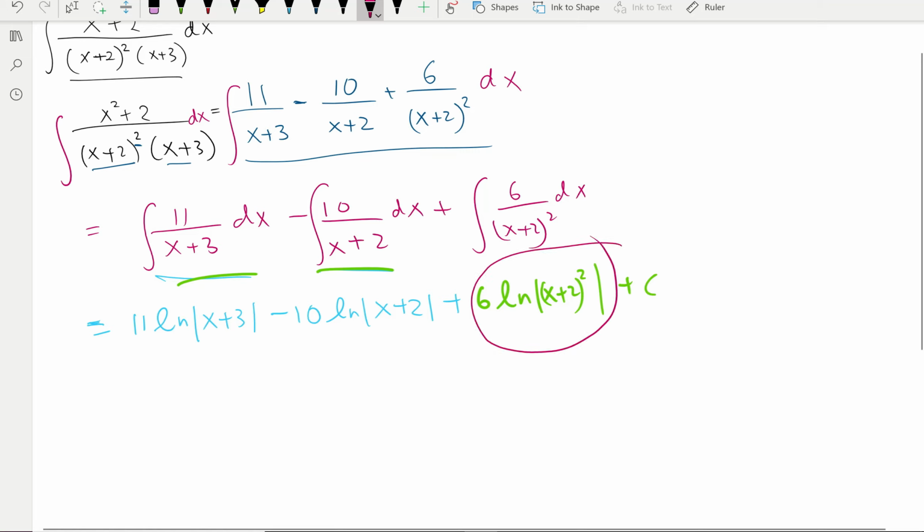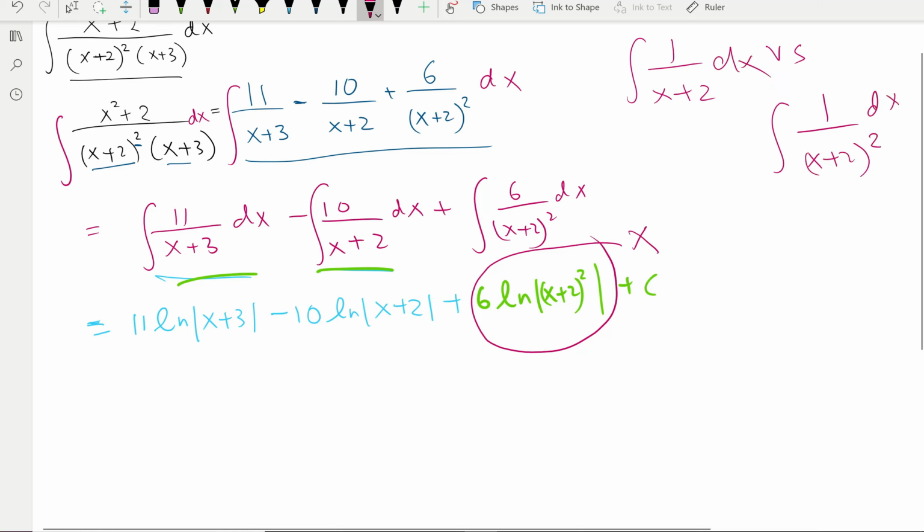This is one of the biggest mistakes that I have seen in partial fraction decomposition. I showed you the first mistake in the previous video, with the integration. Now here's another thing. This is incorrect. Why is that? Integrating 1 over x plus 2 versus integrating 1 over x plus 2 squared are two totally different things. This is a linear factor, x plus 2 to the power 1.